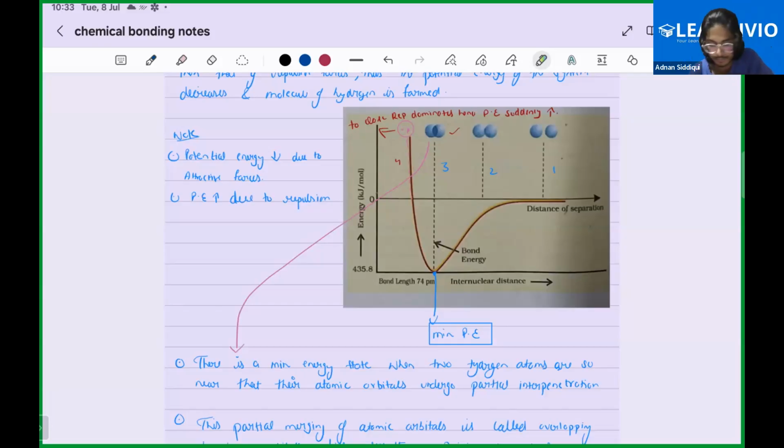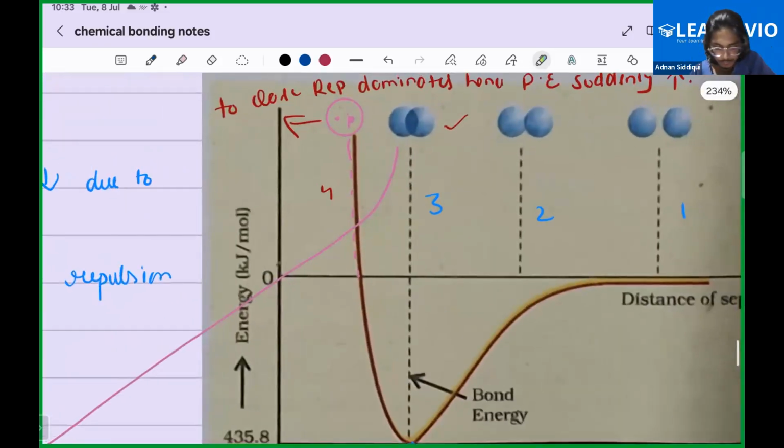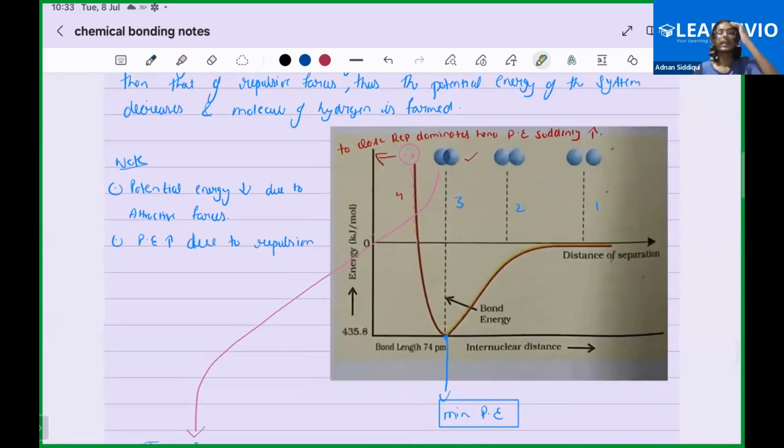First of all, I want to know what negative energy and positive energy mean. Negative energy basically means stability. Suppose I am saying my molecule has high energy, say 500 kilojoule energy. I would consider it very unstable. And as I move in the negative direction, suppose my molecule has minus 500 kilojoule energy. By minus 500 kilojoule energy, I mean I need to supply 500 kilojoule energy to make my molecule unstable.